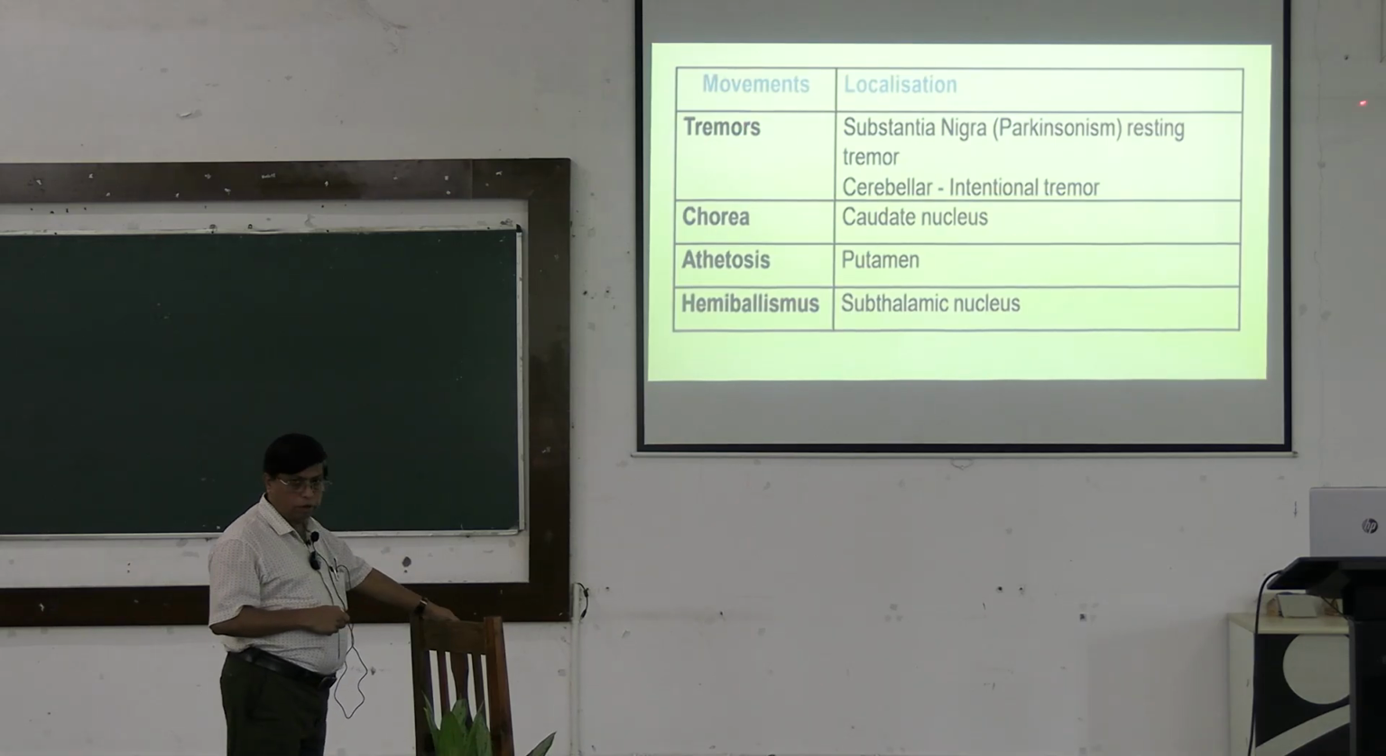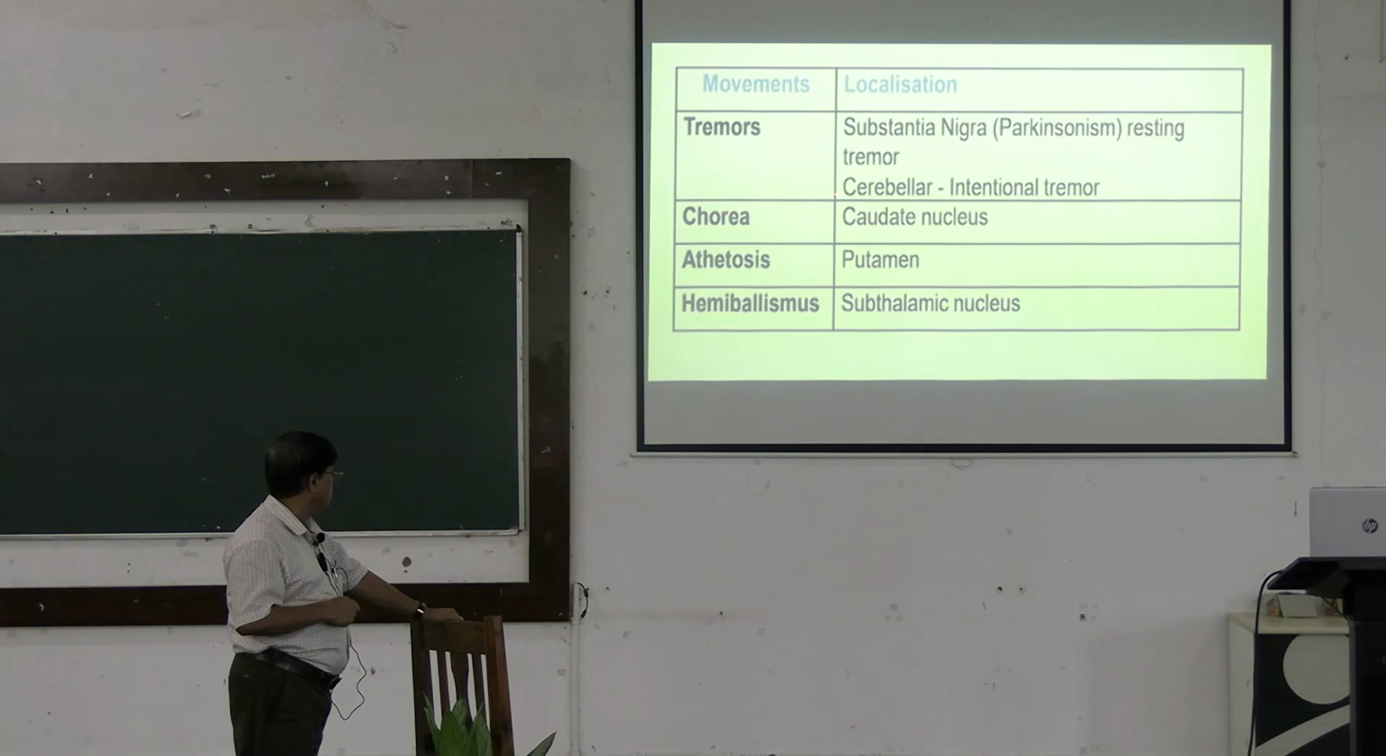Another important movement disorder is chorea. The lesion is in the caudate nucleus. You should remember this, caudate nucleus. In your future, several MCQs you will get, where the lesion is in chorea. You can remember C for C: C for chorea, C for caudate nucleus. It's very important to remember.